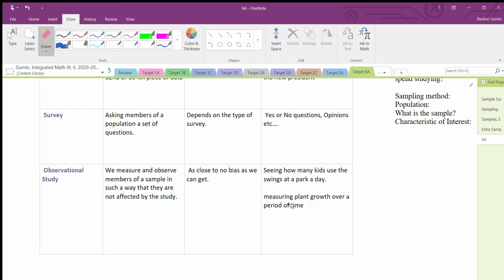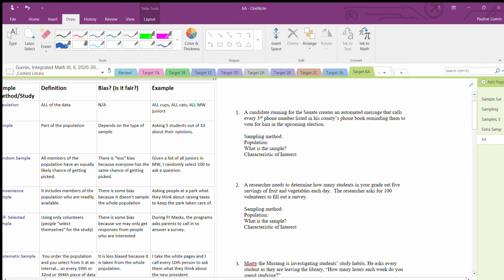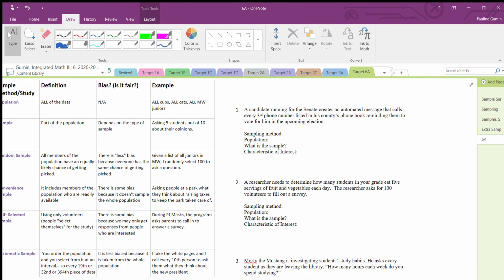Okay, so those are all of our words. Now, let's do some examples and use some of the vocabulary that we used. Okay, number 1. A candidate running for Senate creates an automated message that calls every third number listed in his county's phone book, reminding them to vote for him in the upcoming election. Let's see, what sampling method is it? Now, because it says every third phone number, this means there's a system to it. I'm going to call this a systematic sample.